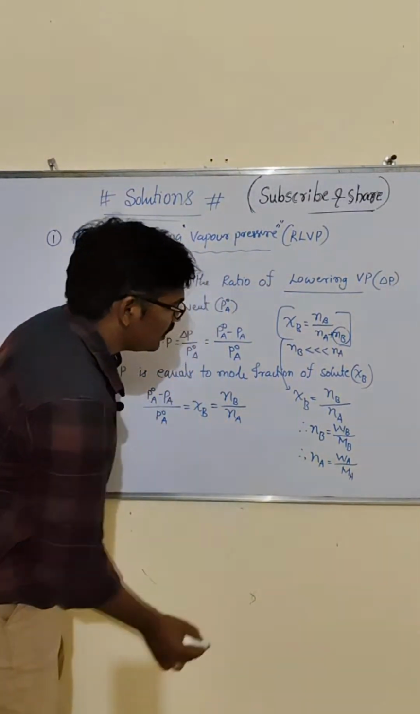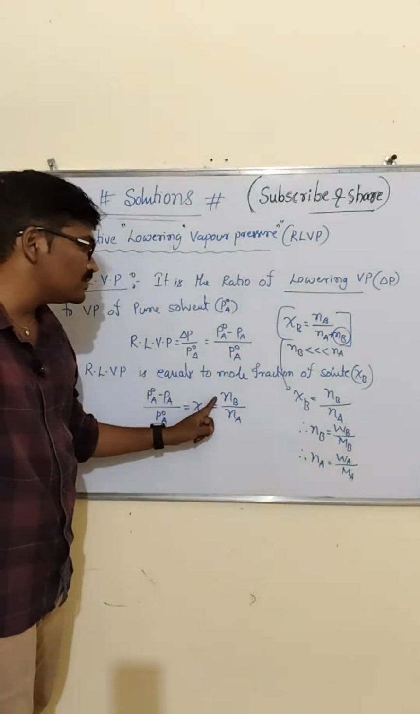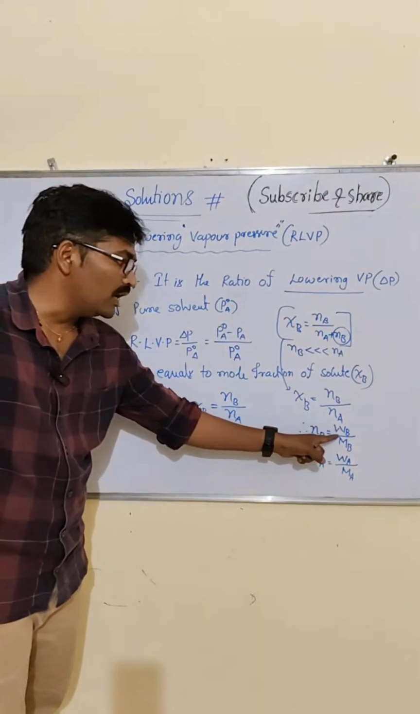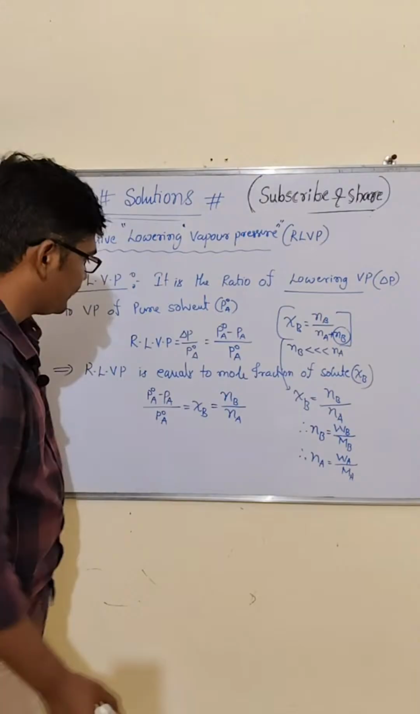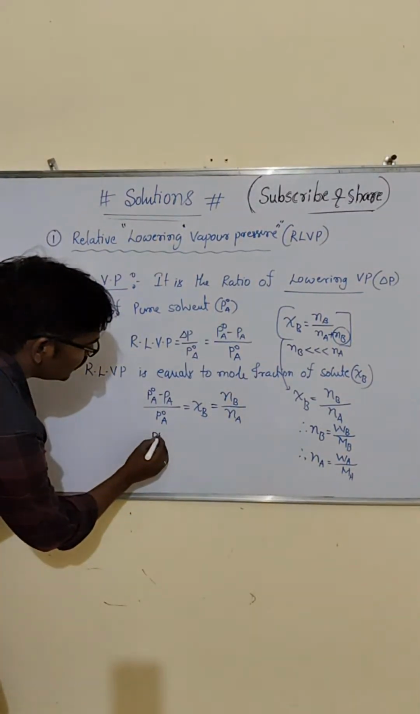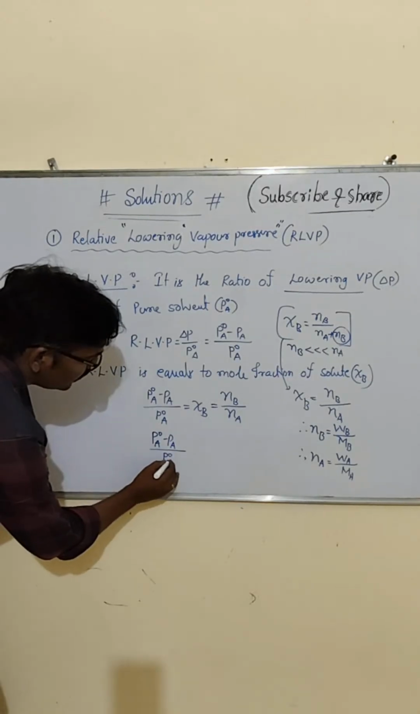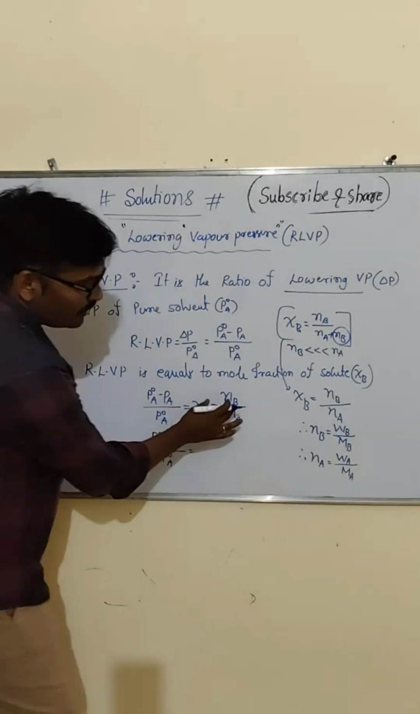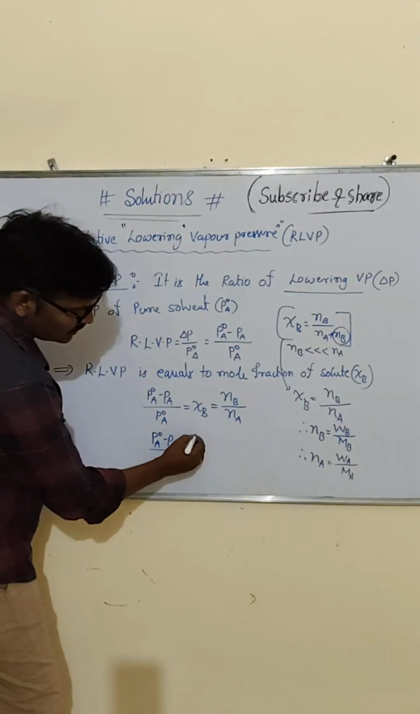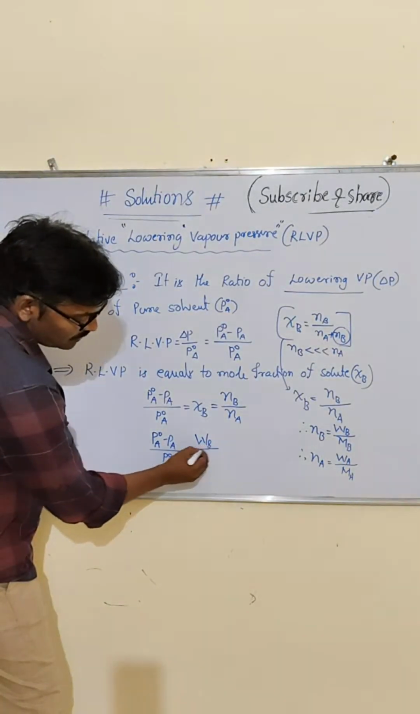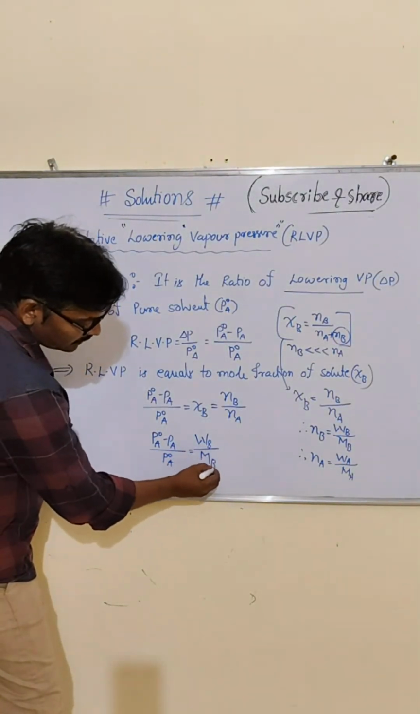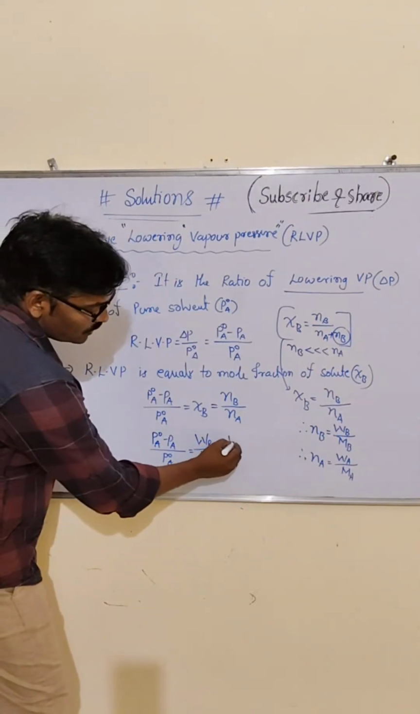Look at all of you, observe it carefully. In place of NB we have to take WB divided by MB. P naught A minus PA divided by P naught A equals, in place of NB, WB divided by MB into WA.